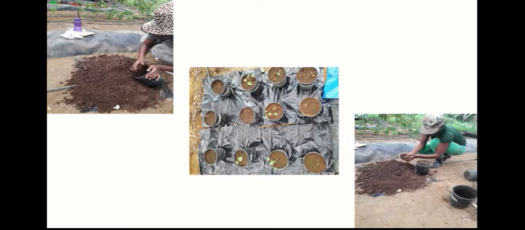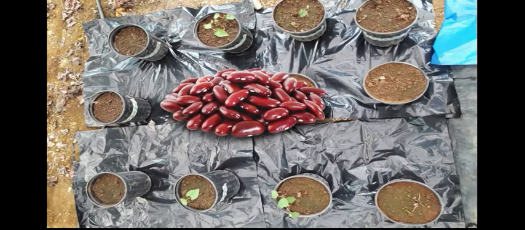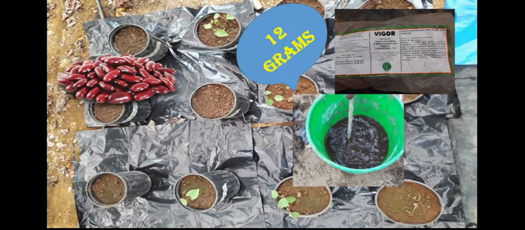The first pot was labeled Soil Casa Bodega, the second one Soil Casa Parcela, and the third one Suero Juca. After soils were placed in each pot, the beans were planted, with 8 beans placed in each pot to account for germination variability. Then a mixture of water and 12 grams of mycorrhiza was applied to the pots with the soil and beans before and after germination.